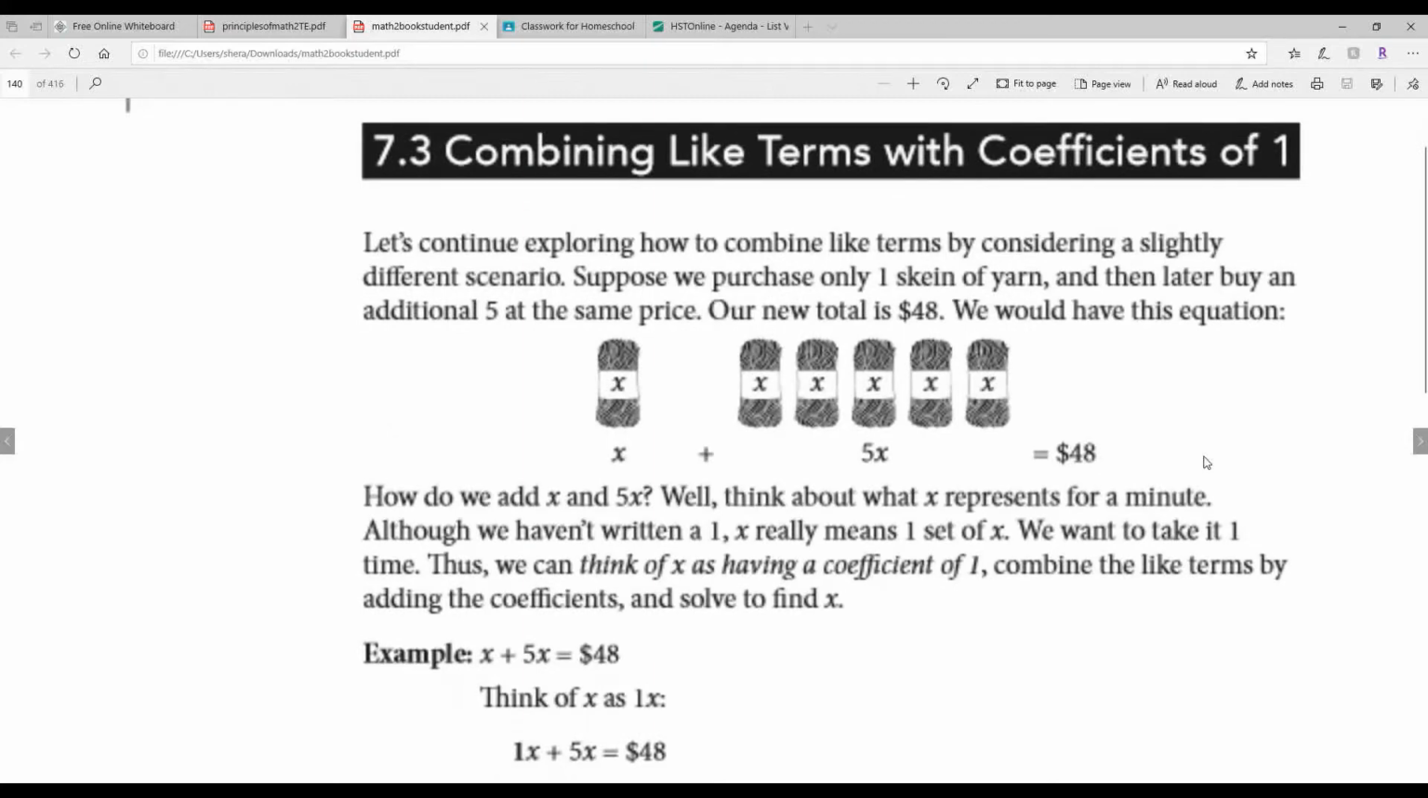Now let's go ahead and take the same scenario that we had before with these skeins of yarn. I don't know how you pronounce it. I'm not a yarn person, knitting person, whatever, crocheter. All right, so suppose we purchase only one of these skeins of yarn. Then later we buy an additional 5 at the same price. And our new total that we spent would be $48. So this would be our equation, x plus 5x equals 48.